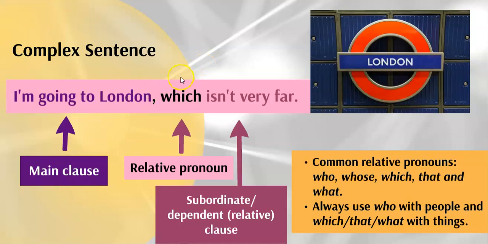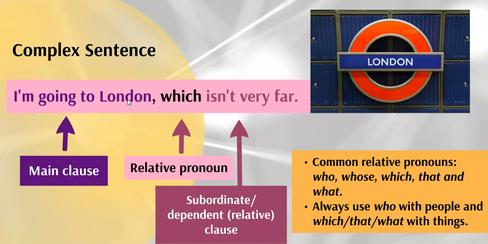Now, I'm going to place an imaginary full stop here to split the sentence into two parts. The first part, I'm going to London, makes sense by itself, so we call it the main clause. The second part, which isn't very far, doesn't make sense by itself. What isn't very far? It's an incomplete idea. We have to understand that the which here is talking about London for it to make sense.